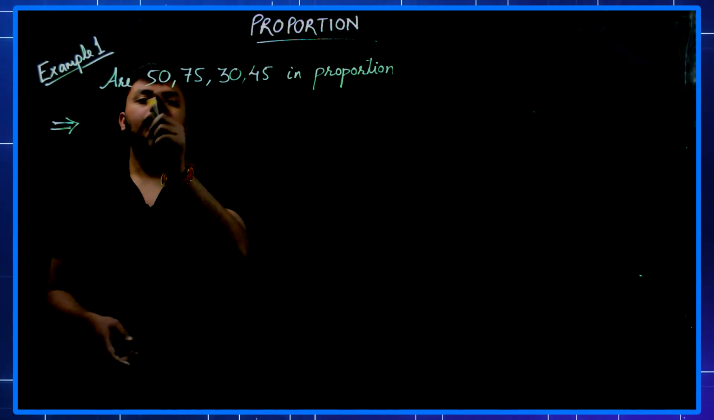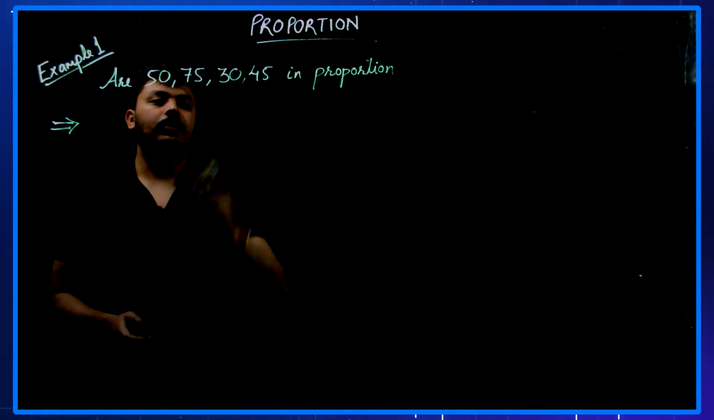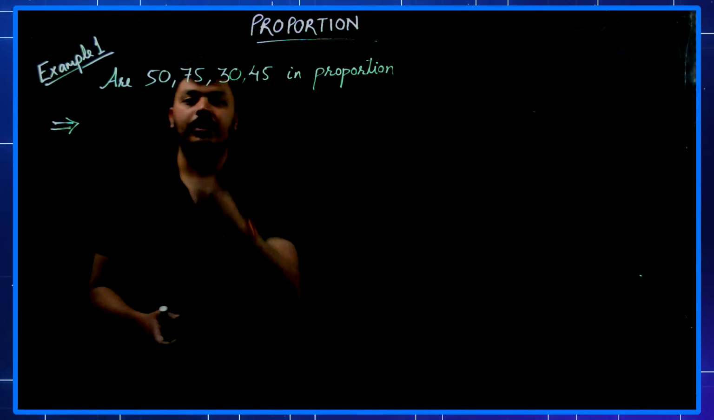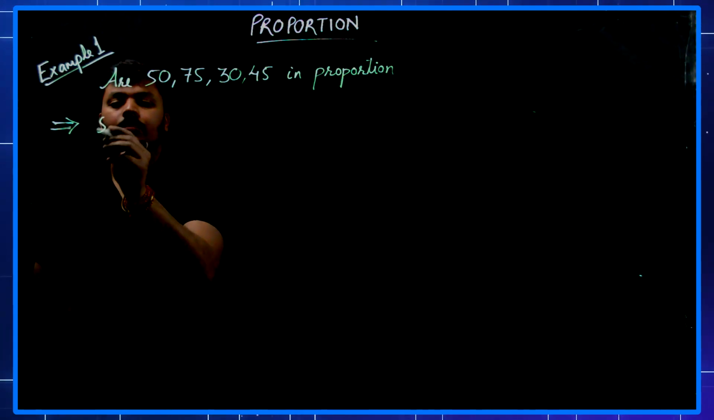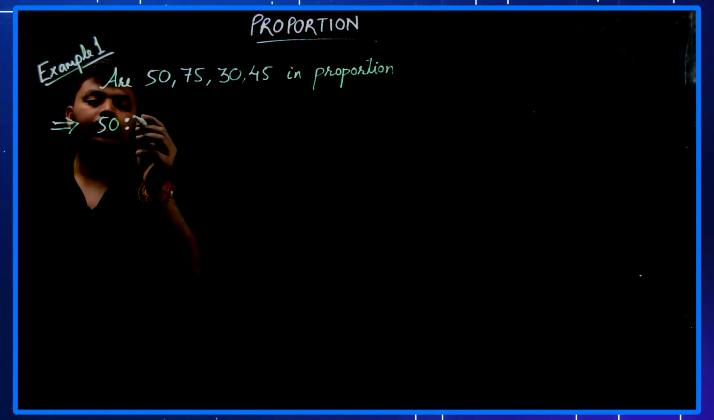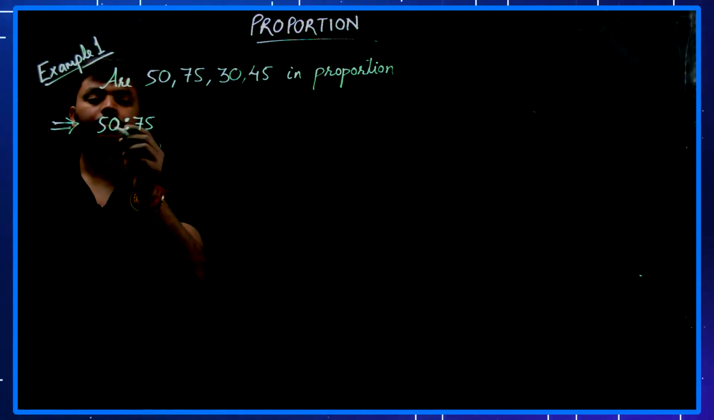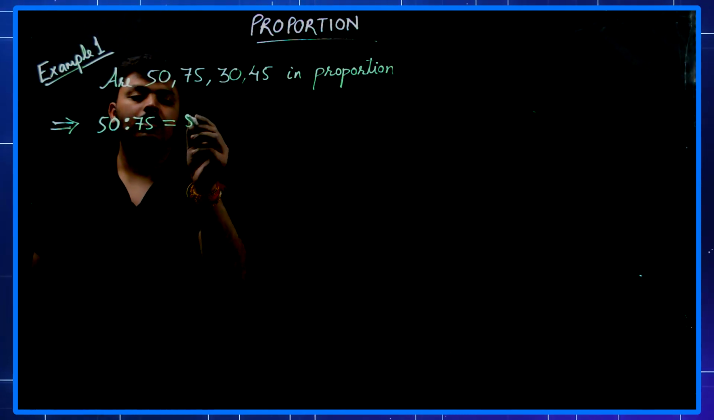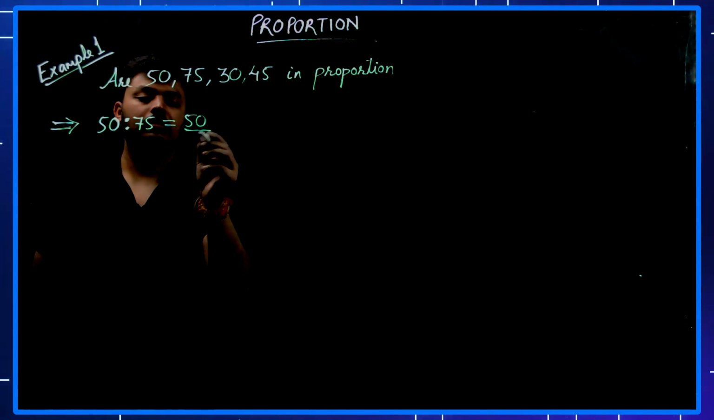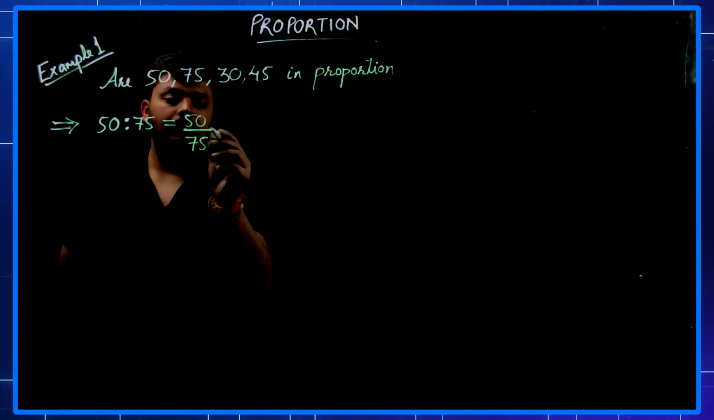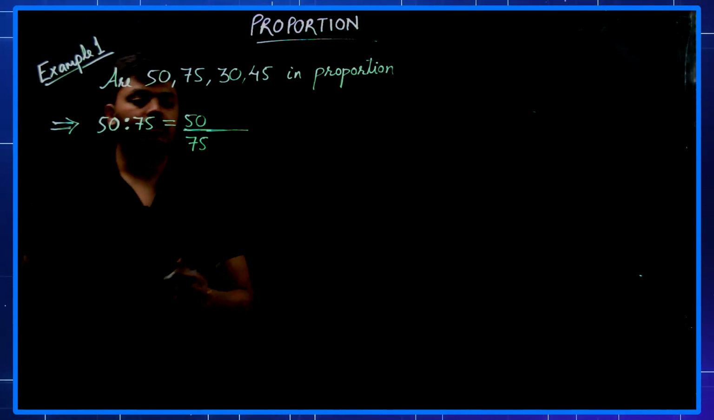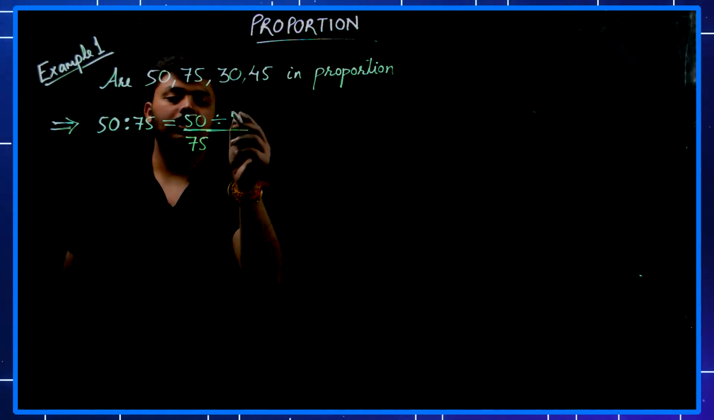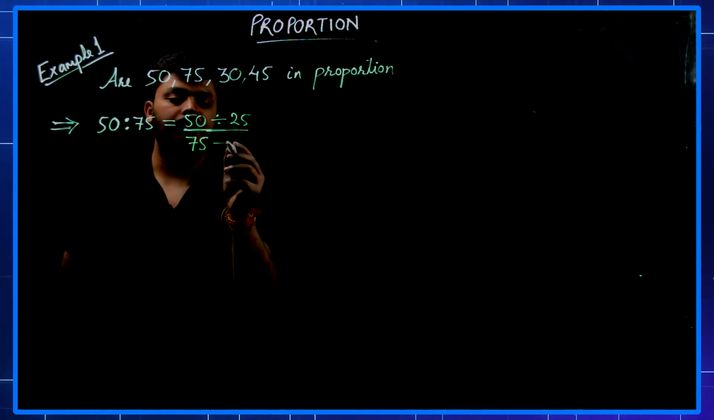Example 1: are 50, 75, 30, 45 in proportion? So we have to find out whether these four numbers are in proportion. So first, taking 50 in proportion with 75. So 50:75. The ratio 50:75 equals 50 upon 75. The highest number that can divide both the numerator as well as the denominator is 25. So it can be divided by 25.